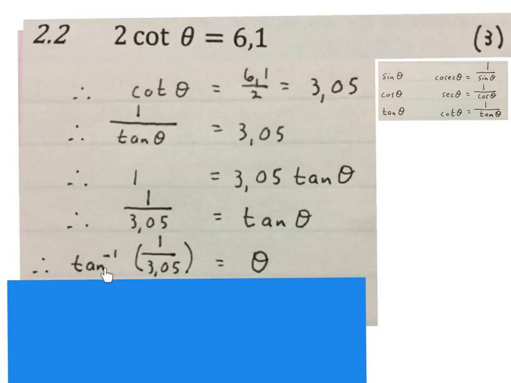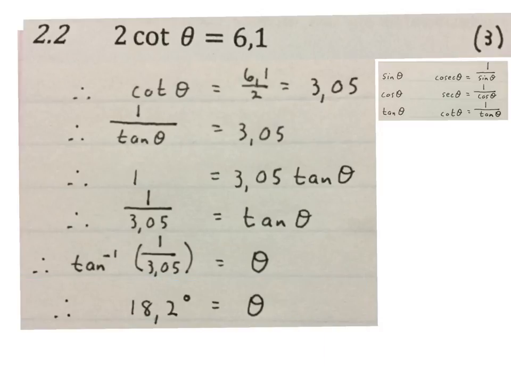So this is just our writing. We don't divide by tan. We just write this guy over here. We push this on the calculator, shift tan, and then this value, and we'll have theta after that. And that leaves us with theta equals 18.2 degrees.